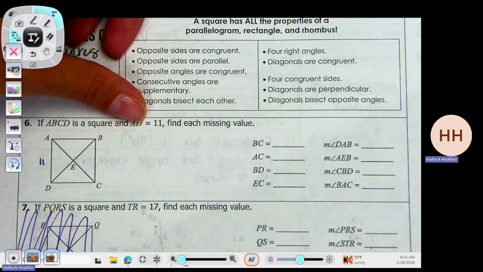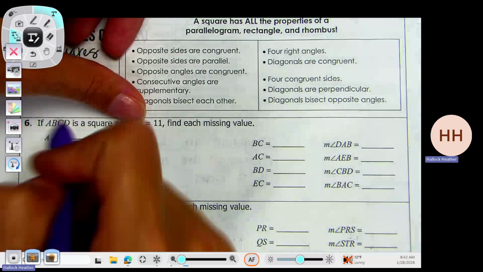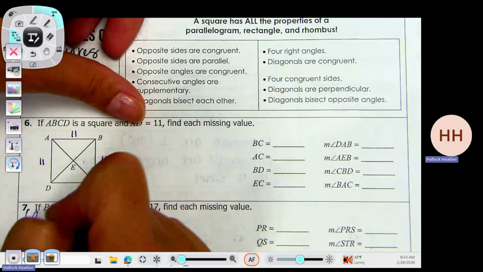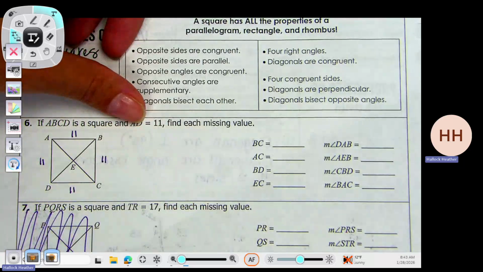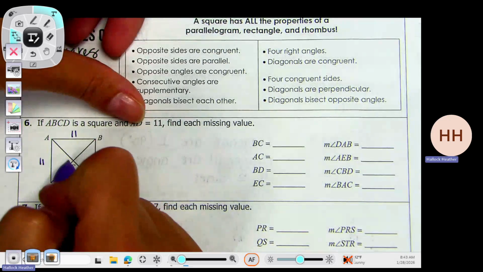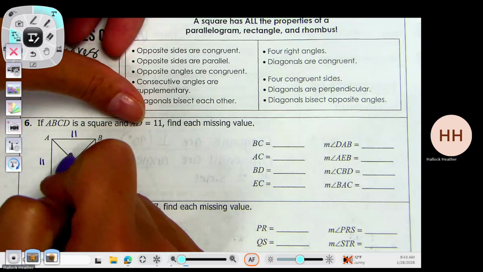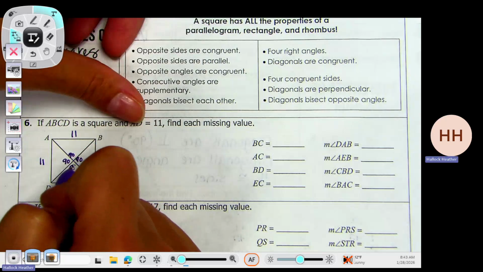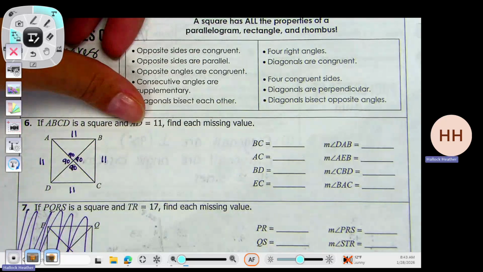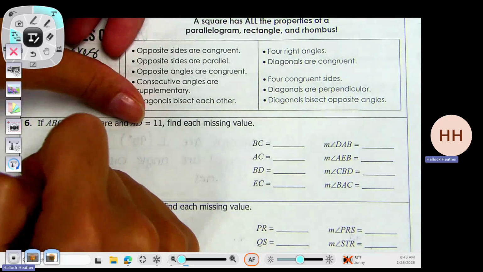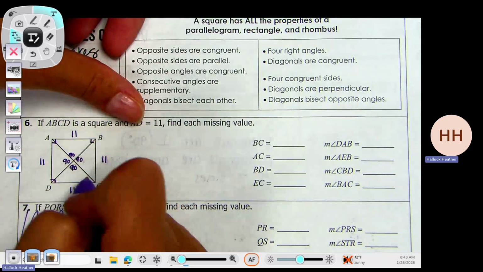How? Where else can 11 go if it's a square? All the sides. All the sides are 11 because it's a square. Okay, we're halfway there. The next thing that we know is 90. Where? Around E. So we got 90s here. Where else are 90s in a square? In all the corners. So if this is 90, this is 90, this is 90, this is 90.